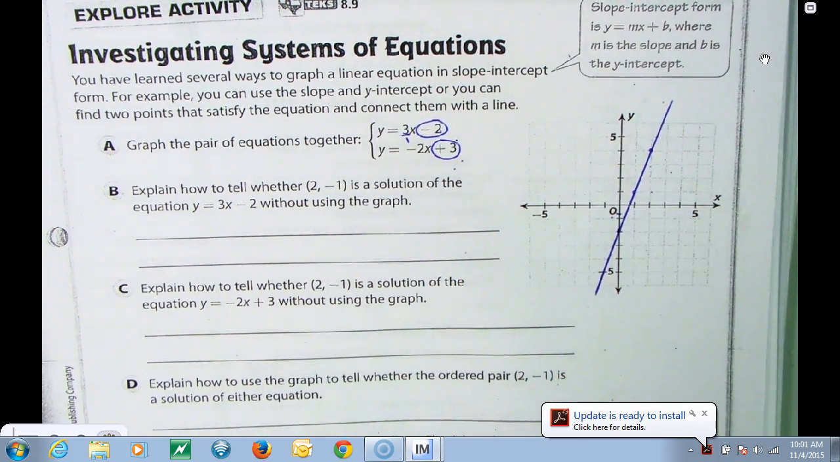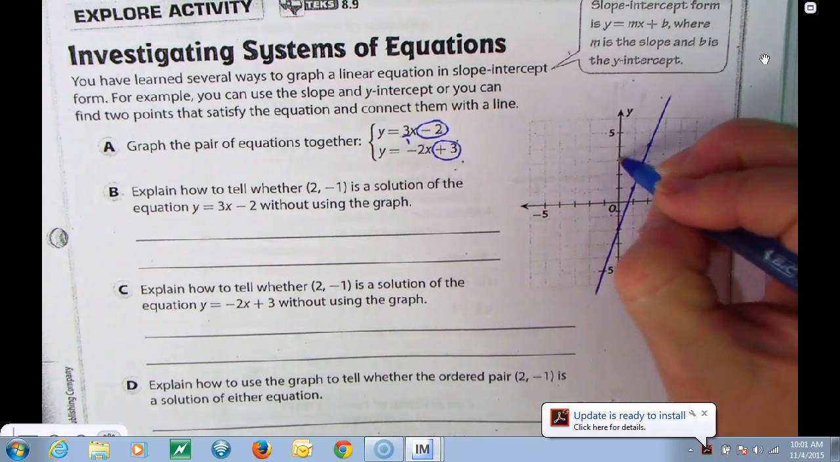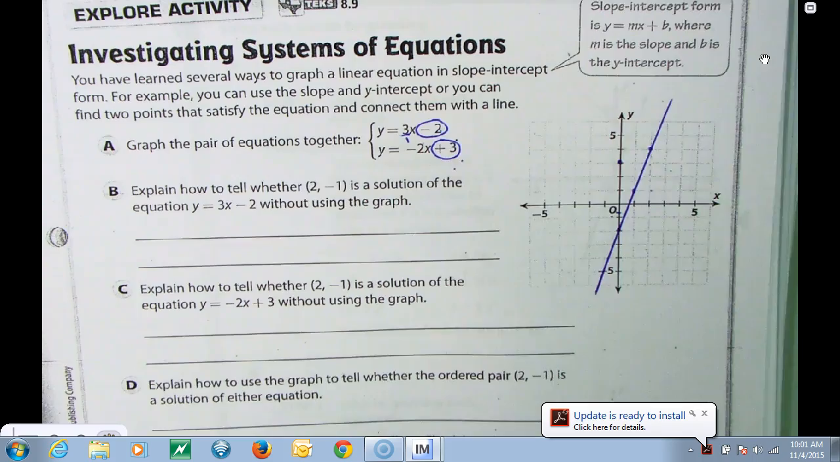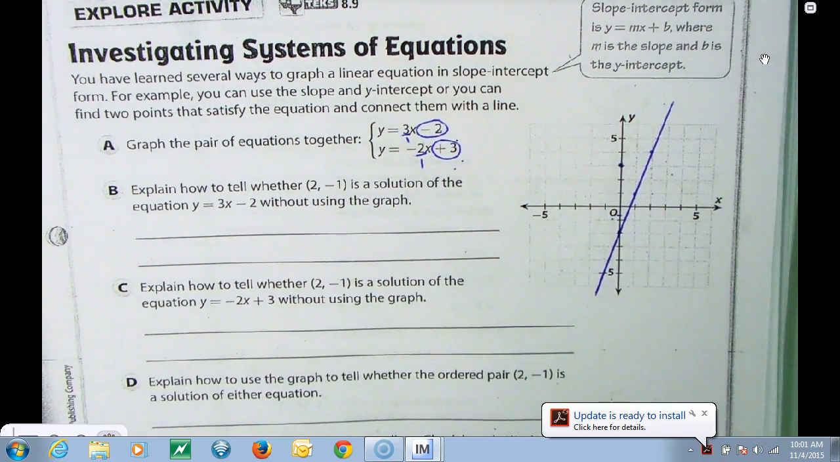Now circle the +3. Circle the +3. So 1, 2, 3, put your point. That's your y-intercept. The slope is -2/1.